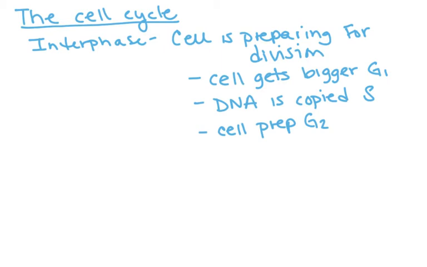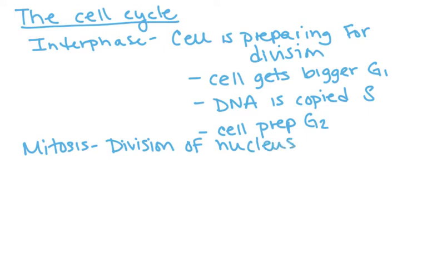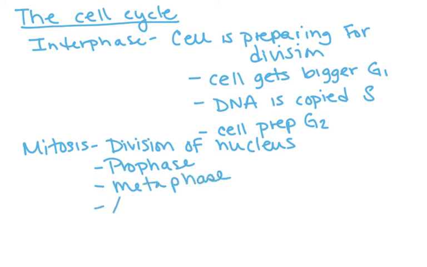The next step of the cell cycle is mitosis. And mitosis is division of the nucleus. And mitosis actually has phases inside of it. And they are going to be prophase, metaphase, anaphase, and telophase. And I'm going to go into more detail about those 4 phases here in a minute.